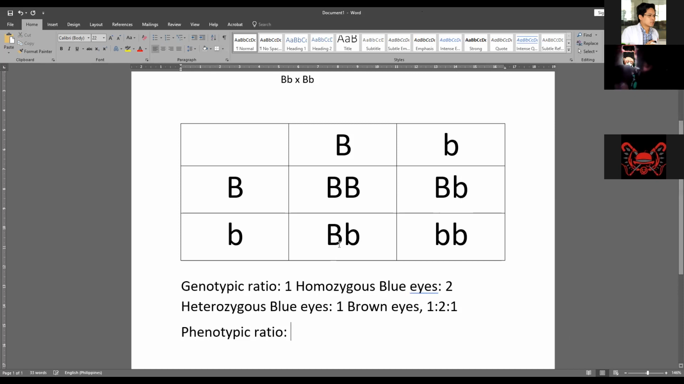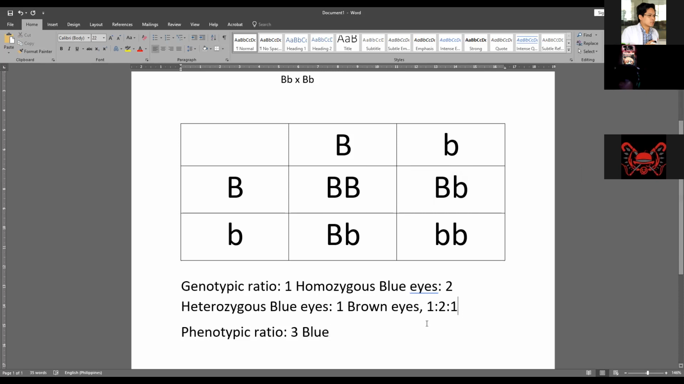How about the phenotypic ratio or the observable? Okay? Observable traits or behavior or characteristic. We have, this is blue eyes. This is again blue eyes, but it is carrying a brown eyes allele, recessive allele. But still, if you're going to look at this organism, this is considered as a blue eyes. Okay? And this is a blue eyes. So we have 3 blue eyes because we are not considering now the genotypic ratio or the genes.